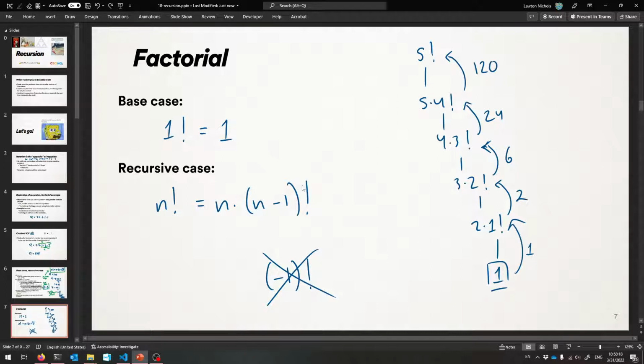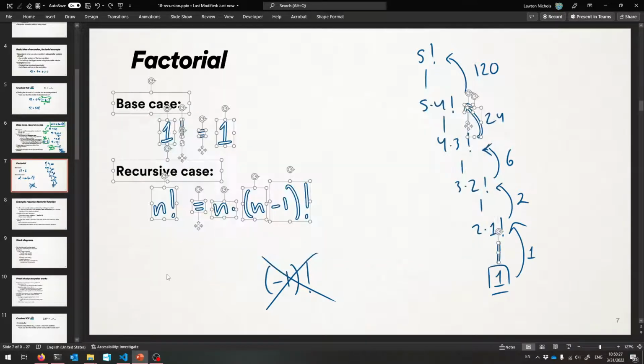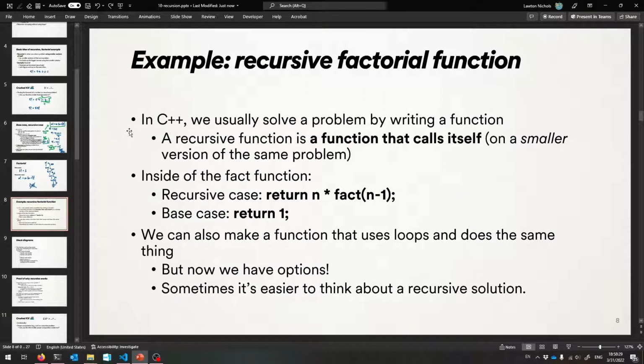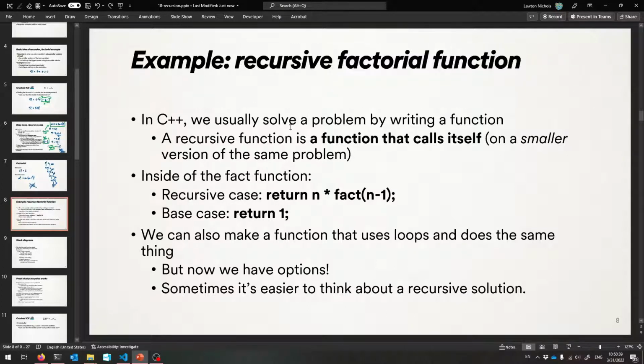Let's solve the factorial problem in this same way, in this recursive way, in code now. Okay, let me show you how this translates to code. These two rules, the base case and the recursive case. Usually when we're solving a problem, we're going to write a function to give back the answer. So let's make a recursive factorial function, right? That's the goal. So we're going to say int fact. It takes some number n that we want to find the factorial of.